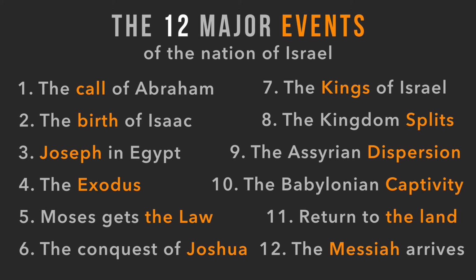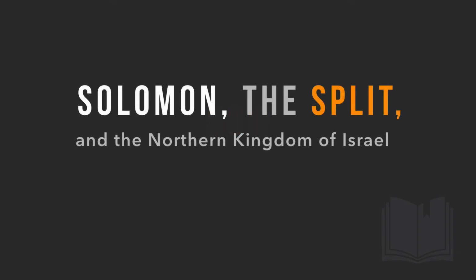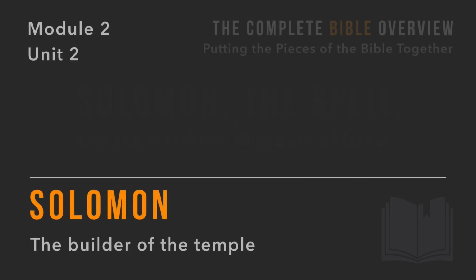So where are we going now? Now what we're going to do in Module 2 is we're going to look at Solomon. We're going to look at the split, where the nation of Israel splits, and then we're going to take a look at the northern kingdom of Israel. So as we do that, in our next unit, we're going to start with the third of our 3 kings of the united monarchy, and that is Solomon, the builder of the temple.